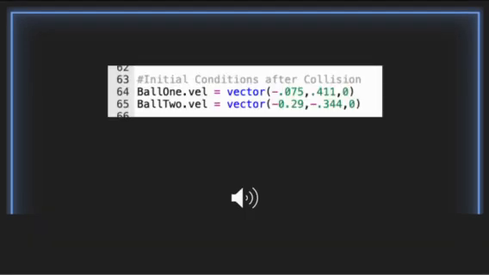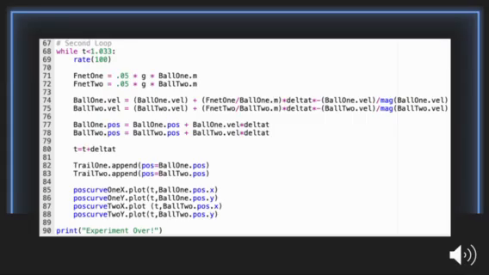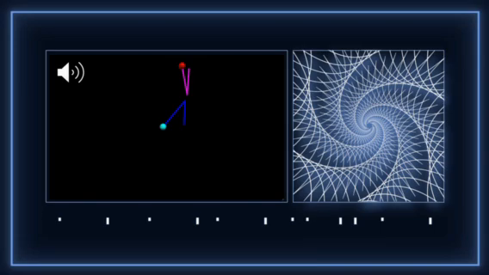This code takes place after the first while loop, but prior to the second while loop, in order to reset the initial conditions after the collision. This is our second while loop. The difference is that this while loop takes place after the collision, whereas the other one takes place prior. This is the first visual that our code produced.